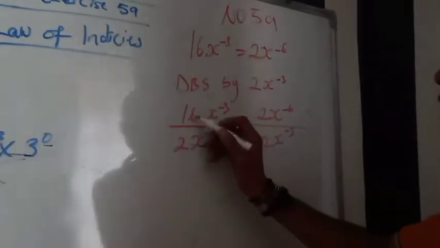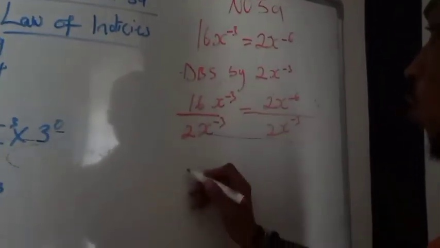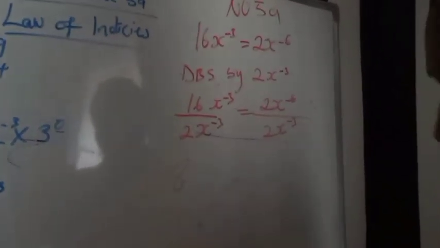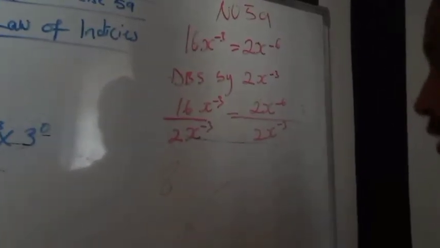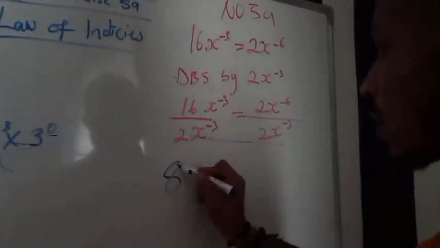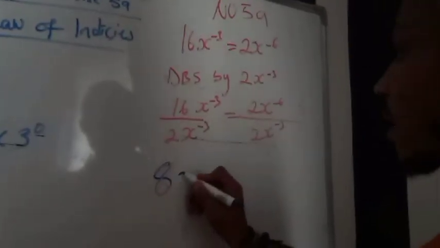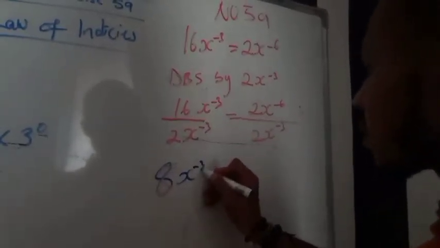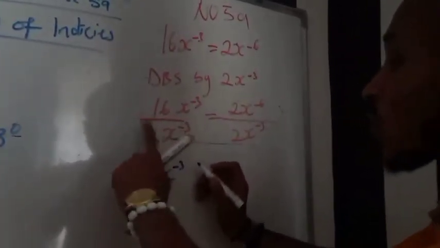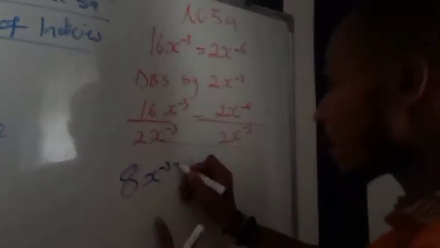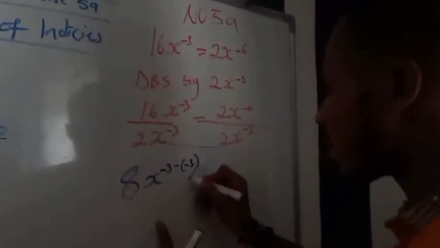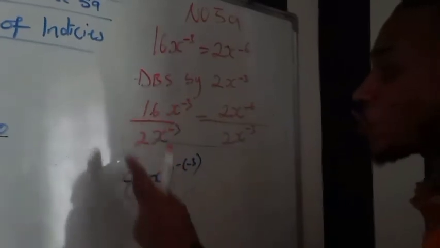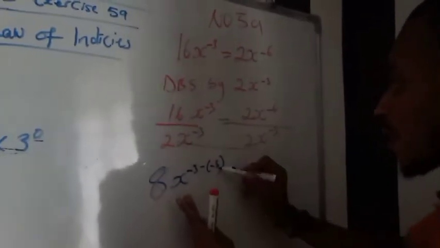16 divided by 2 is 8. So we see that 8^x, 8 to the power minus 3. This division sign affects the power: it becomes minus, bracket, minus 3. I repeat again: 16 divided by 2 is 8, x to the power minus 3. See it here, this division sign is minus and minus 3.